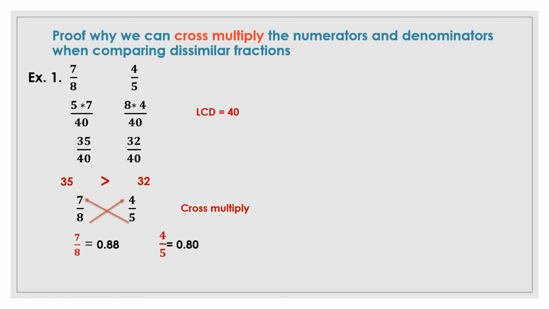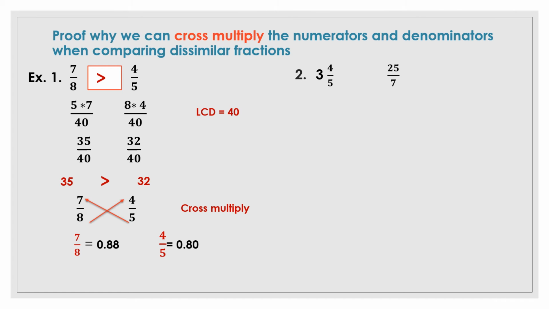Kaya nakita natin dito na pwede tayong mag-cross multiply ng denominator ng isang fraction doon sa numerator ng first na fraction. At saka, yung denominator naman ng unang fraction, i-cross multiply doon sa numerator ng second fraction. Kasi, it can be explained using the LCD. So, walang pinagbago sa numerator natin. Therefore, we can say that 7/8 is greater than 4/5.